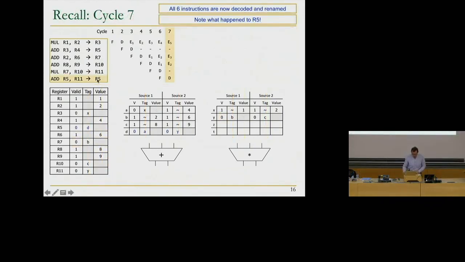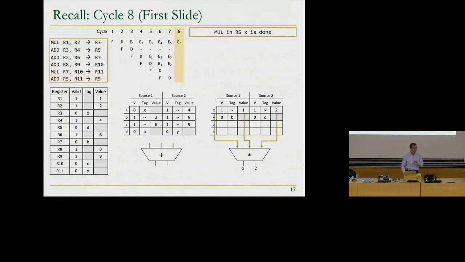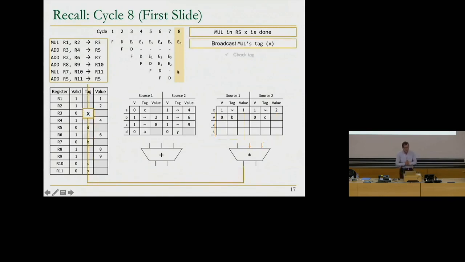Okay. So cycle 8 was the interesting cycle. This is where we ended. This was really the interesting cycle where this instruction finished execution, as you can see over here, and also some other instruction finished execution. Let's take a look at this instruction. So when this instruction finishes execution, after 6 cycles, as you can see, it broadcasts its tag, X. As you can see, this will hopefully animate. And you can see that X is being broadcast to all locations in the machine where you see tag.